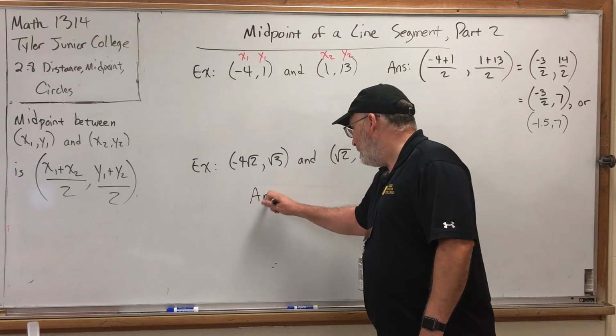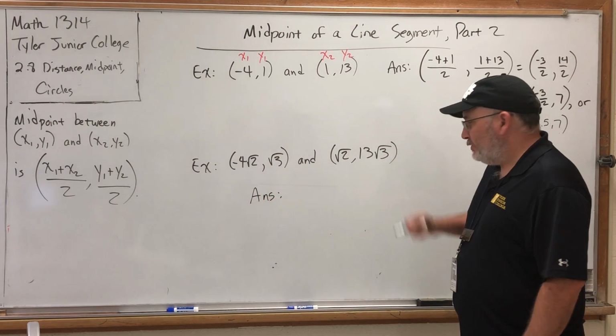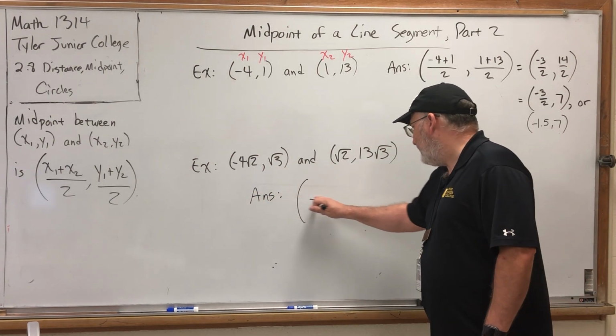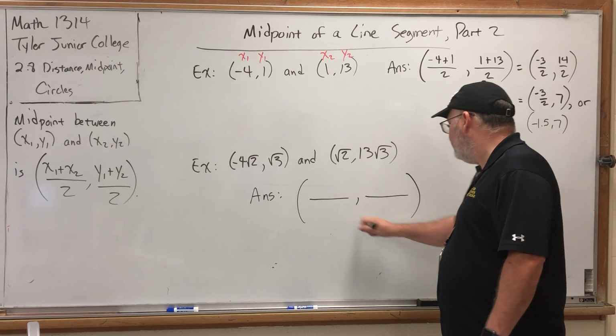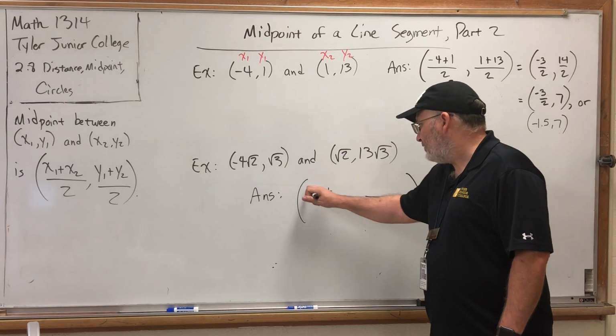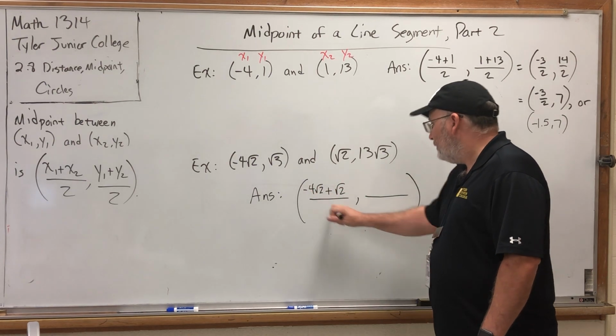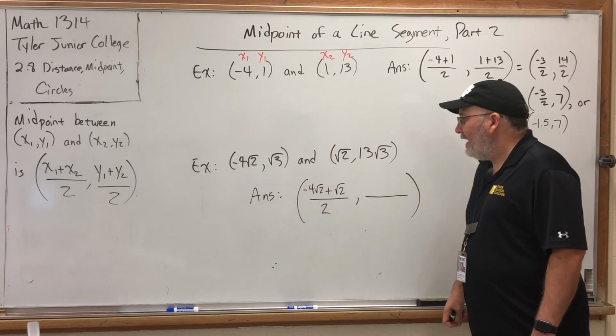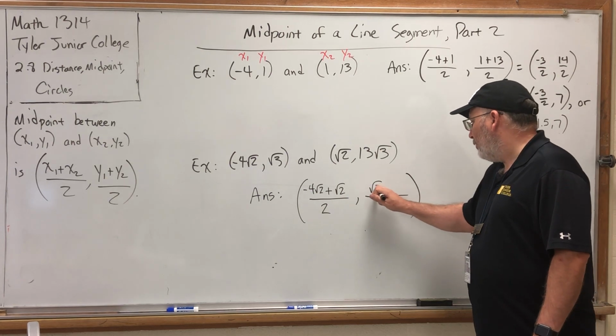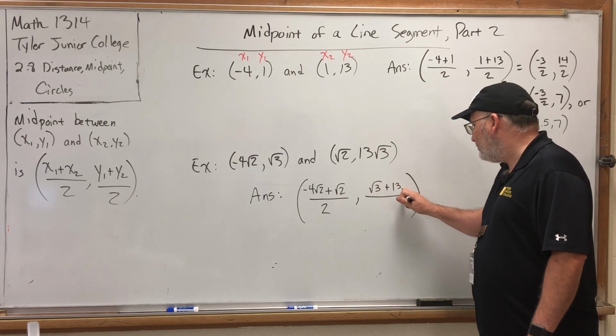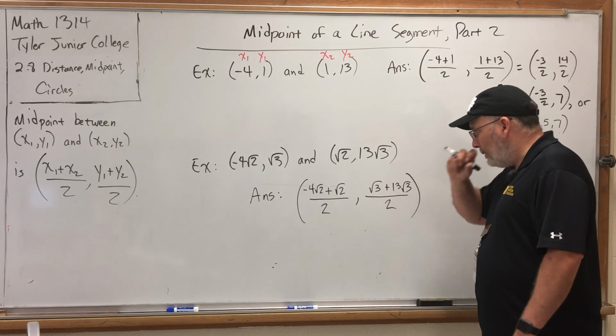So if we wanted to find the midpoint between these 2 points, we'd set it up exactly like we set it up before. Add the 2 x's, -4 square root of 2 plus the square root of 2 divided by 2, and add the y's. Square root of 3 plus 13 times the square root of 3 over 2.